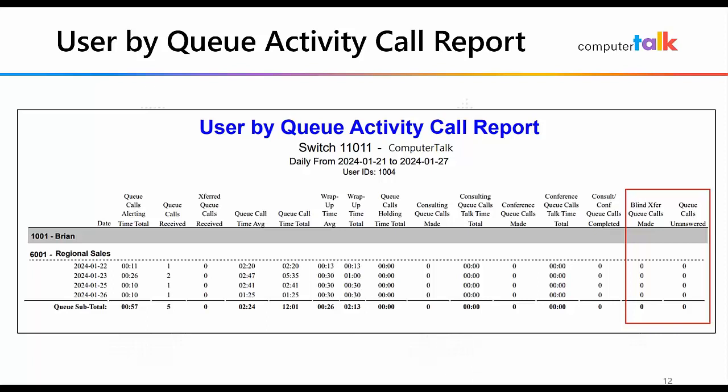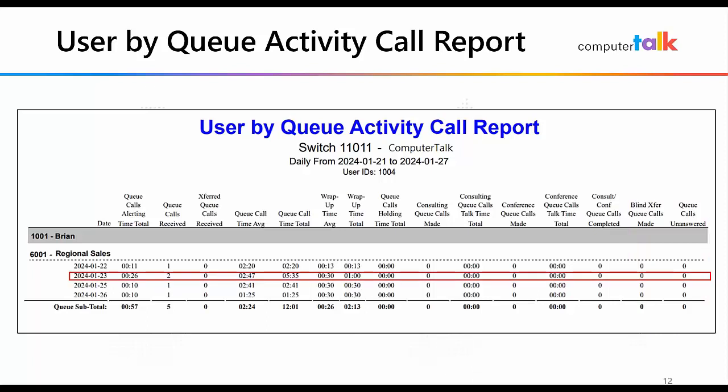So in this report, for this example, between January 21 to 27, on January 23rd, Brian was being alerted for calls from queue for a total of 26 seconds. He got 2 queued calls that he received. His total queue call time is 5 minutes and 35 seconds, and he was on wrap-up for a total of 1 minute. And you can also see that he had 0 unanswered calls.